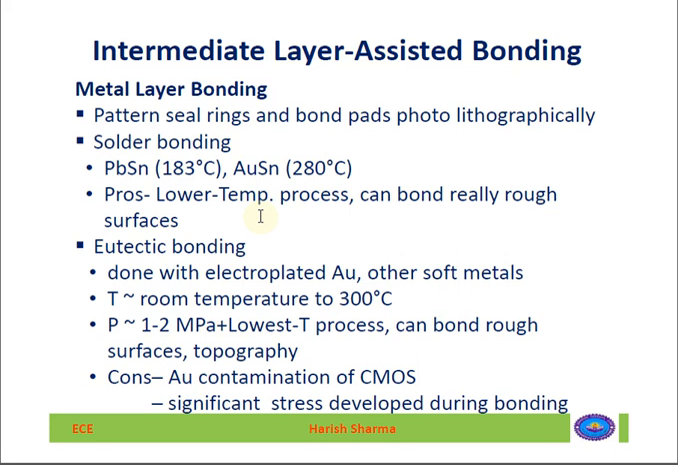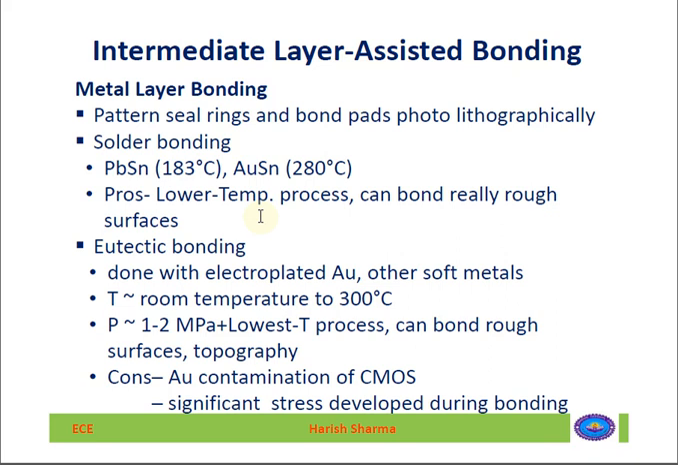Next is eutectic bonding. Eutectic bonding is done with electroplated Au or other soft material, meaning here Au is electroplated over the wafer, or other soft material is used. Then a temperature of about 300 degrees centigrade is used, and the pressure required is 1 to 2 megapascal, that is the minimum. It can bond through the surface topography.